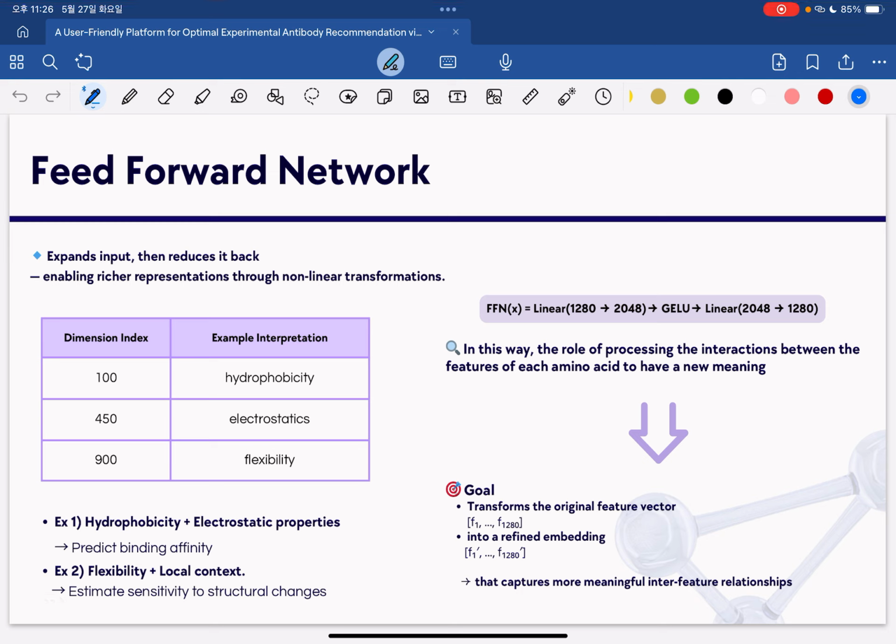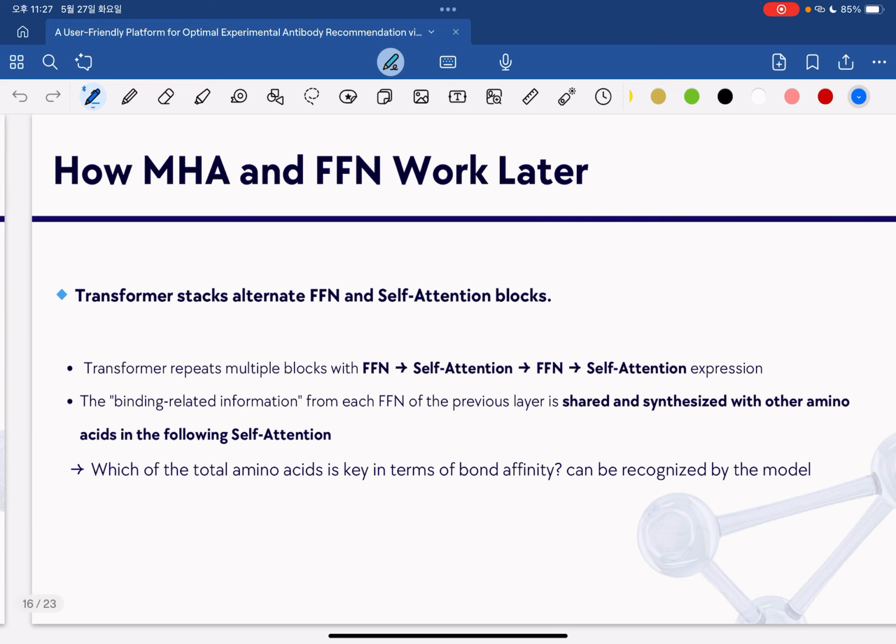While self-attention captures relationships between residues, the feed-forward network refines the meaning within each residue's representation. Like this example, the FFN combines different features within each residue vector to extract more meaningful representations. Effectively, the 256-dimensional input vector is transformed into a new dimensional embedding where features interact in more informative ways.